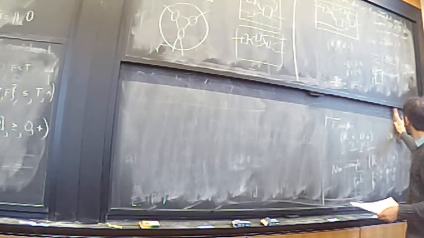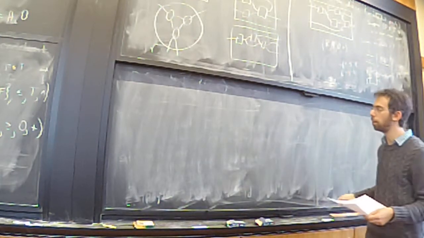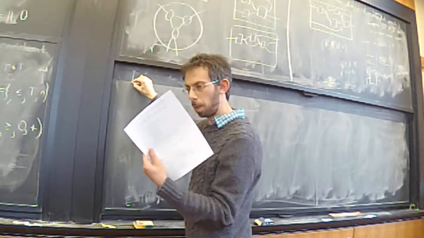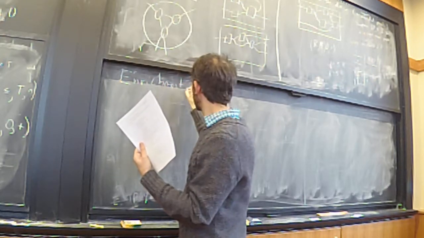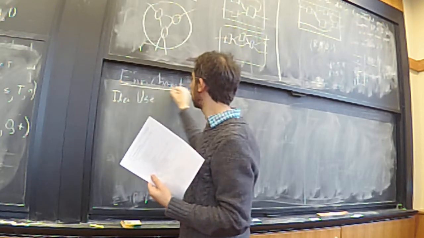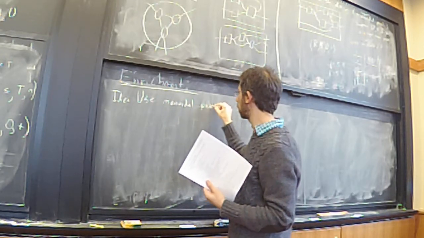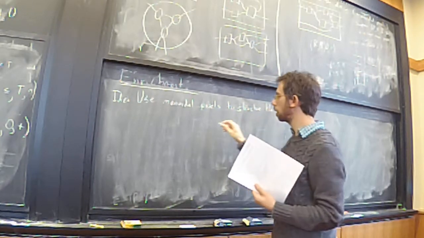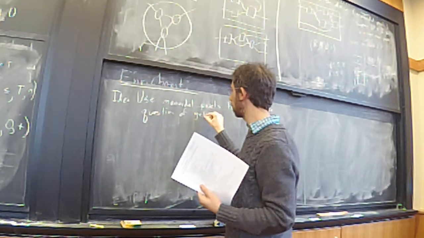So we're into the second thing, enrichment and navigation. So enrichment. Now the idea is to use monoidal posets to structure the question of getting from A to B.